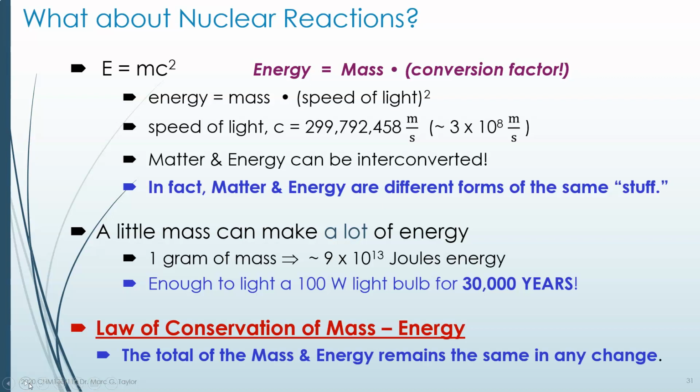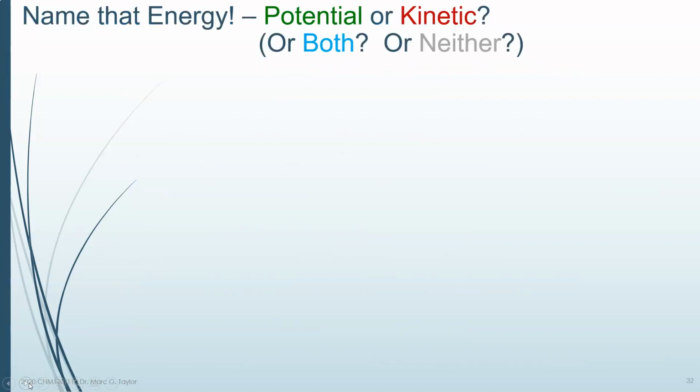So we combine the mass conservation law with the energy conservation law, and we have what's properly called the law of conservation of mass energy. The total of the mass and the energy will remain the same for any kind of change.